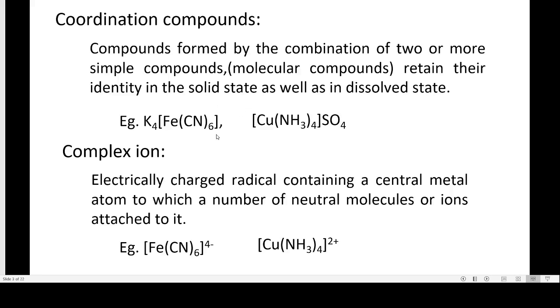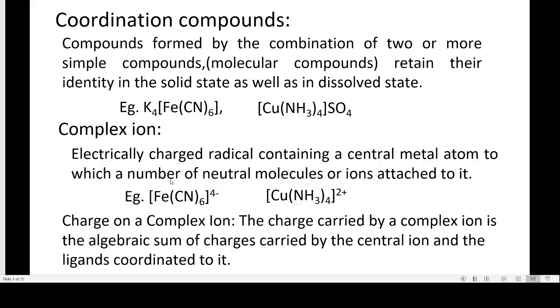Examples for coordination compounds are potassium ferrocyanide and cuprammonium sulfate. Coordination compounds are the compounds which contain one complex ion. A complex ion is nothing but an electrically charged radical containing a central metal atom or central metal ion to which a number of neutral molecules or ions are attached. This is the complex ion carrying negative charge. This is the complex ion carrying positive charge.